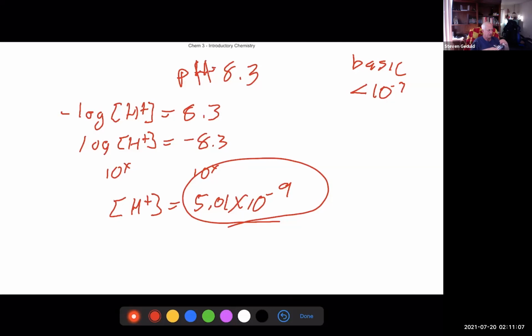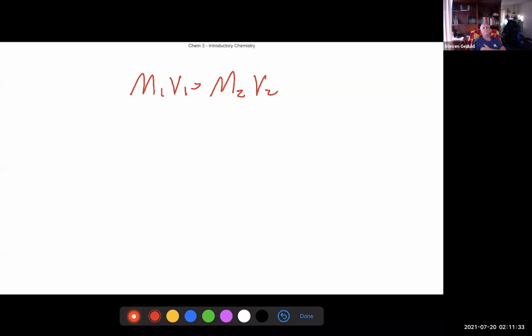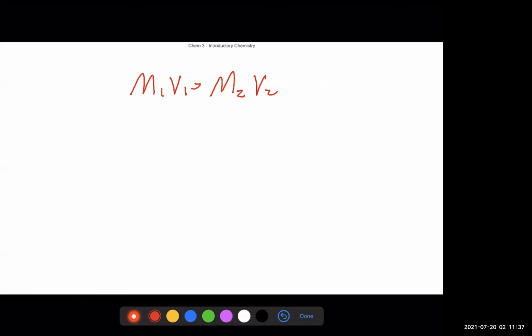And we do reactions in labs that mix an acid and a base. We determine what concentrations and what volumes we need. Okay. Now, anytime we have a neutralization reaction, where we're mixing an acid and a base, we have the formula M1V1 equals M2V2. Does that sound familiar? That's our dilution formula. Same thing.